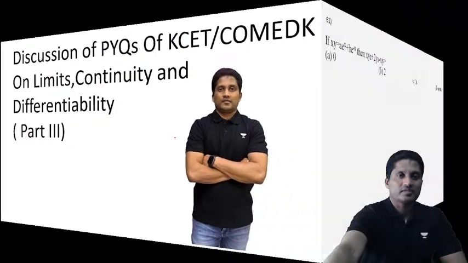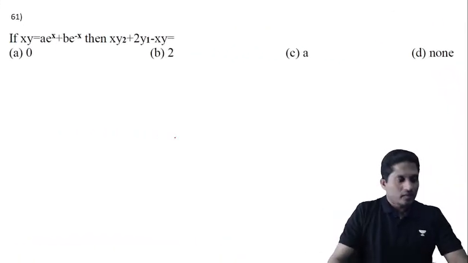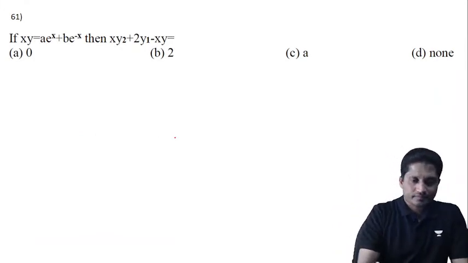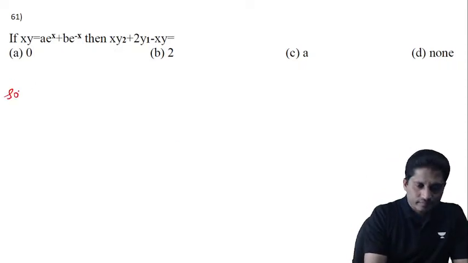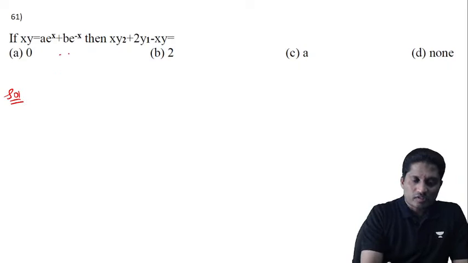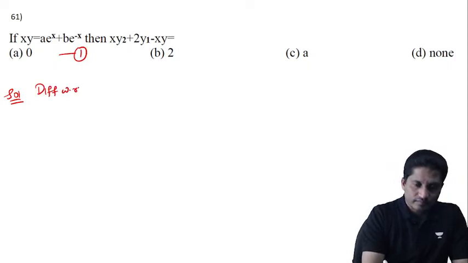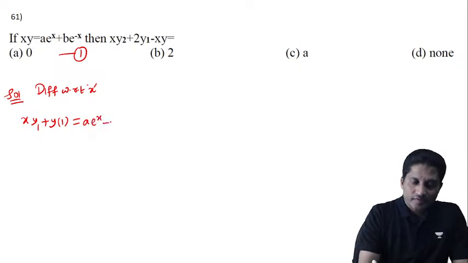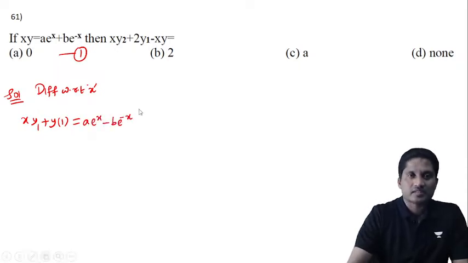Let us start guys. Question number 61. You call this as equation 1. If I differentiate with respect to x, I'll use u into v. This is u into v dash plus v into u dash is equal to differentiation of e power x, which is e power x. Differentiation of e power minus x is minus e power minus x.